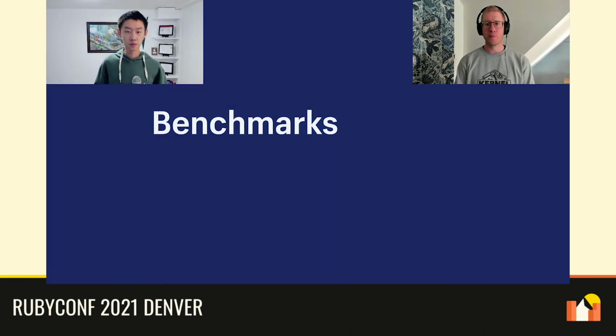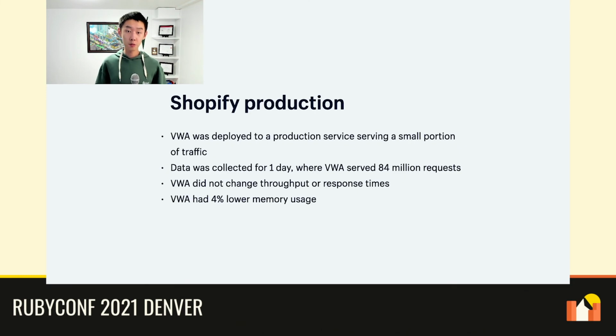We deployed variable width allocation and the corresponding commit on the Ruby master branch on a small portion of production traffic of a Shopify service. We collected data over 1 day, where they each served around 84 million requests. We did not see a change in response times beyond the margin of error. We looked at average, 50th percentile, 90th percentile, and 99th percentile response times. However, variable width allocation did decrease memory usage by about 4%.